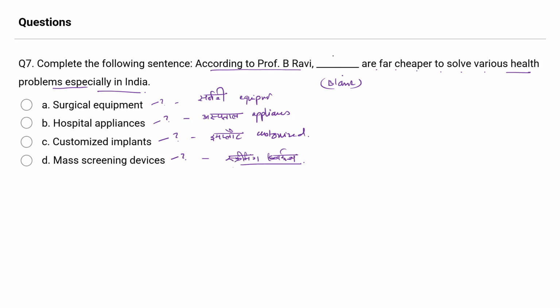What should be the blank wherein these are far cheaper? Which among them are far cheaper? Surgical equipments might be very costly. It depends because कुछ pinpoint नहीं हुआ है. Are we referring to a blade or something else? Hospital appliances may be very costly again. We are not very clear on that. Customized implants can also depend. If it's a cochlear implant which is there in the ear, it might be very costly depending on the quality and type of it.